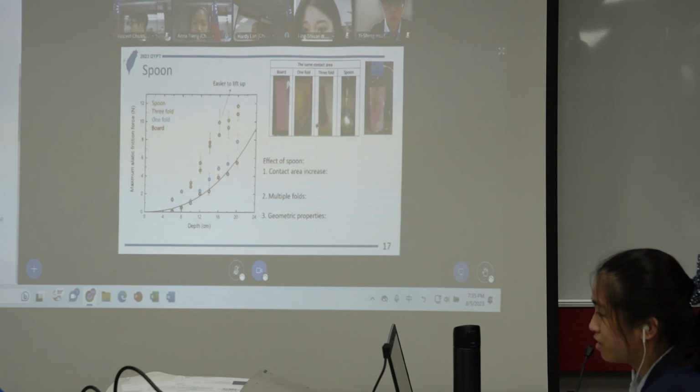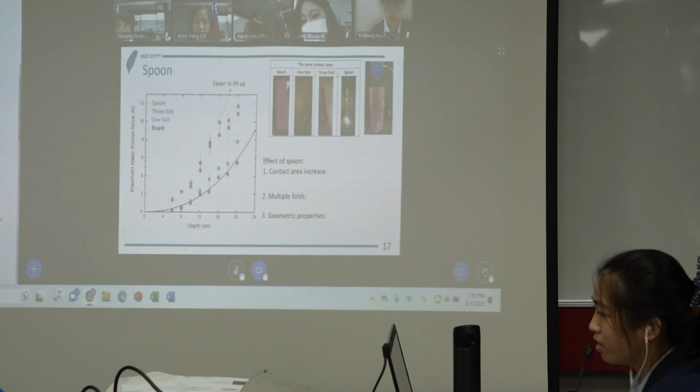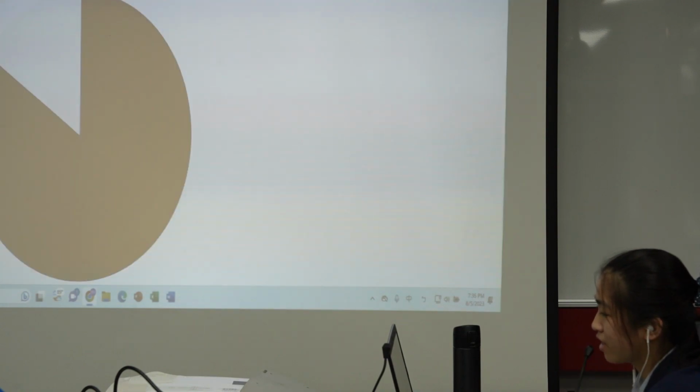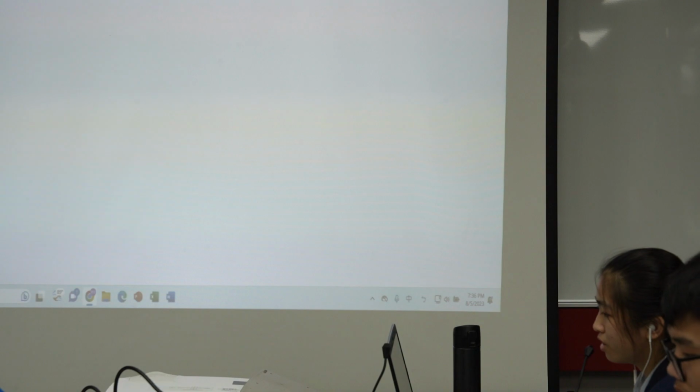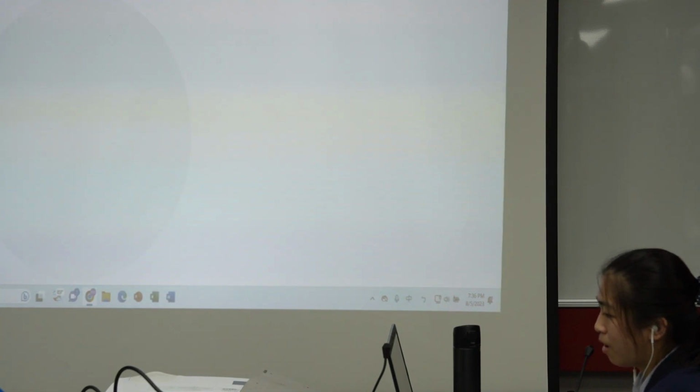We use different folded boards and a spoon to conduct this experiment, and all four have the same contact area, so the theoretical line is the same. We found that when the amount of folding increases, the vertical force rises, which causes a larger friction force. So what's the effect of the spoon?